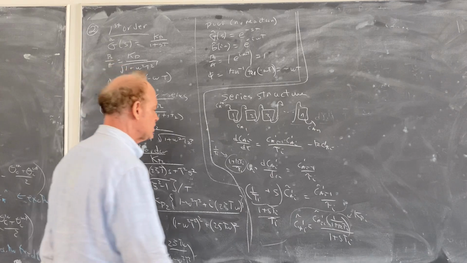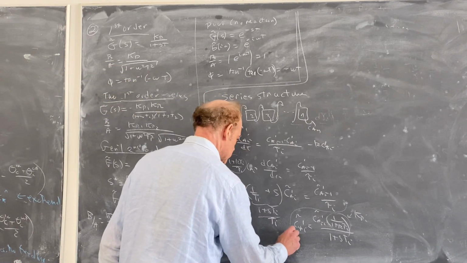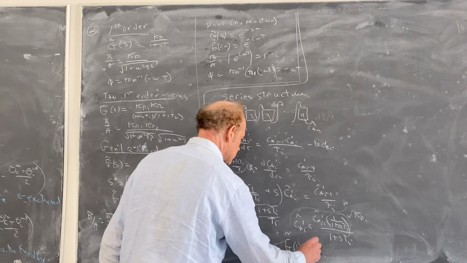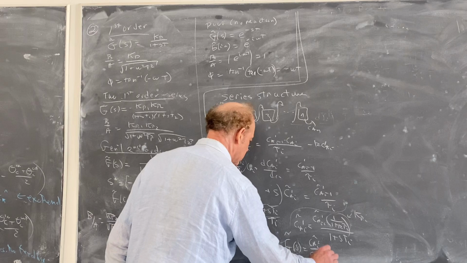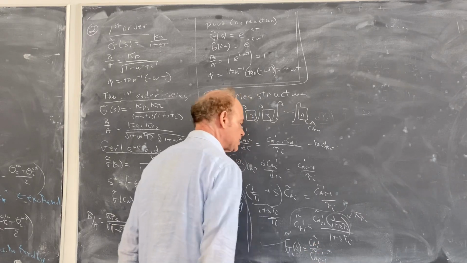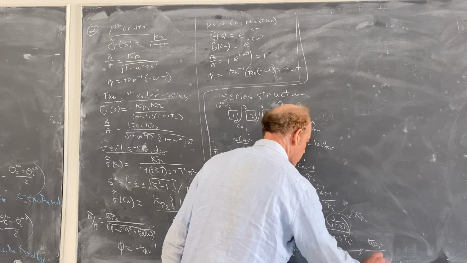But notice again that G tilde sub I of s is CAI prime tilde over CAI minus 1 prime tilde. And that's just equal to KPI over 1 plus s tau I.